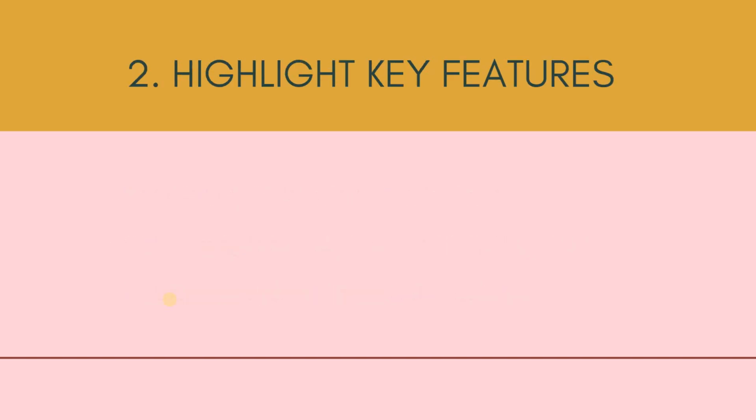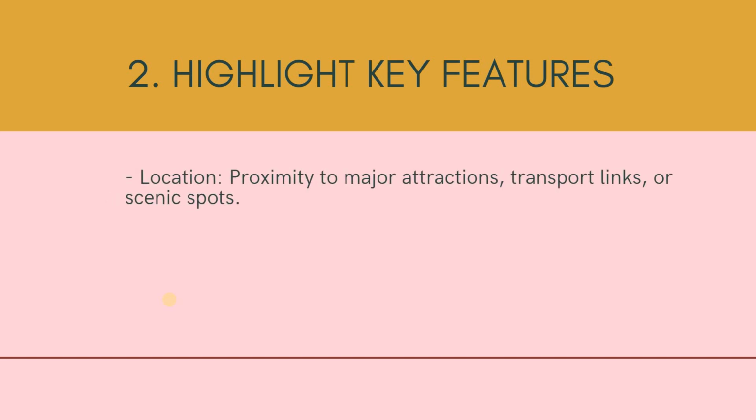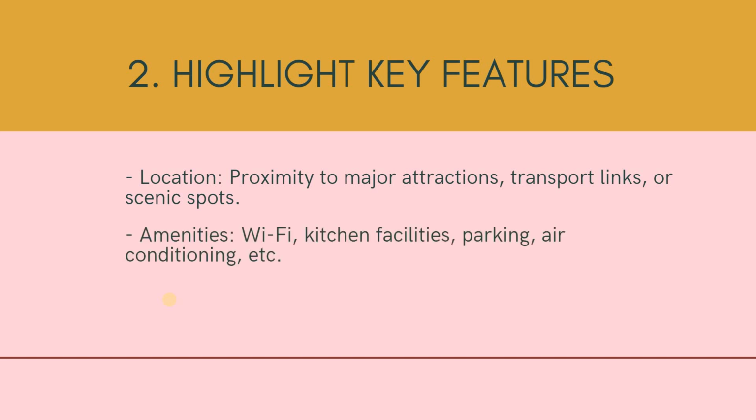And then the next thing is you need to highlight the key features. In your description, you should clearly outline the main features and amenities of the property. Think about what makes your property stand out from what guests might be looking for. Include details about location, how far it is from a specific spot, attractions, or transport links. Include amenities, things like Wi-Fi, kitchen, parking, air conditioning. Those are some of the things that will grab a guest's attention.